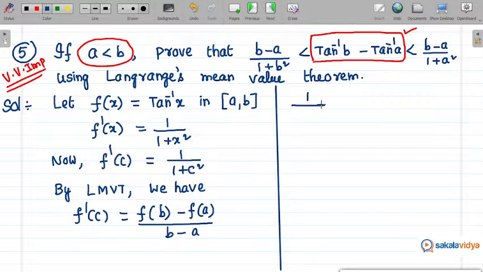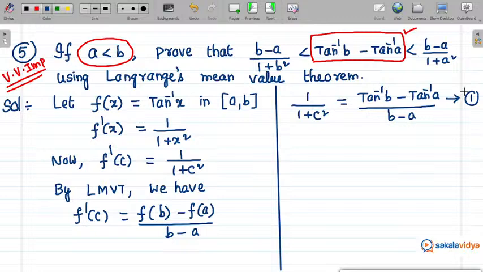F dash c means 1 upon 1 plus c square is equal to f of b minus f of a by b minus a. So now we need to evaluate f of b and f of a. F of b means in f of x, substitute x for b, you get tan inverse b, minus f of a, which is tan inverse a, by b minus a. It is clear that tan inverse b minus tan inverse a is the part of our problem, already highlighted by me. Say this is equation 1. Very interesting. Now we are able to establish the relation between 1 by 1 plus b square, 1 by 1 plus a square and 1 by 1 plus c square, so that our target proof will be obtained here.